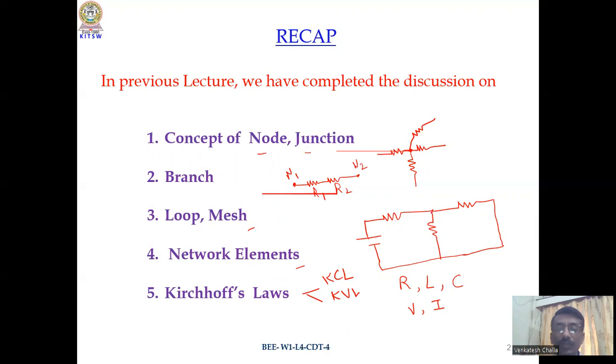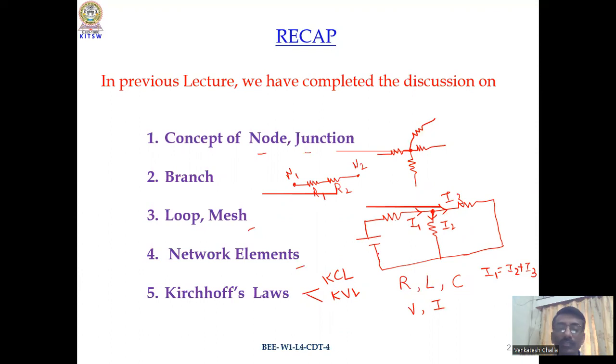Kirchhoff's current law is applied at the junction so that the current equations can be obtained. If I1 is the current entering the node and I2 and I3 are going out, then incoming current I1 is equal to outgoing current I2 plus I3. So Kirchhoff's current law says that the algebraic sum of currents at a node is zero, or the sum of incoming currents is equal to the total outgoing currents.